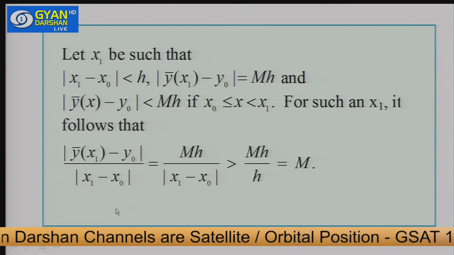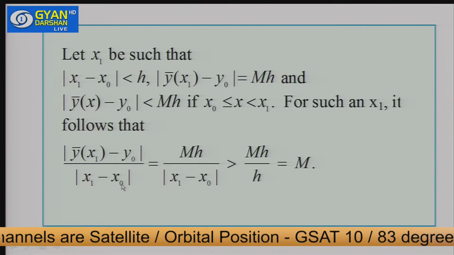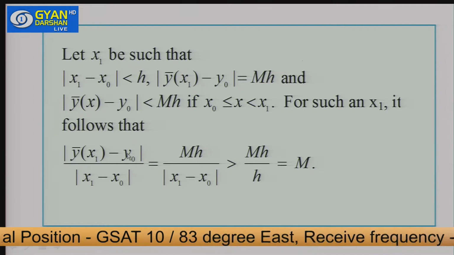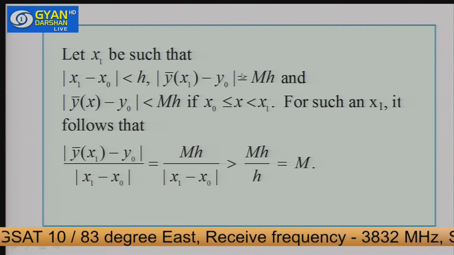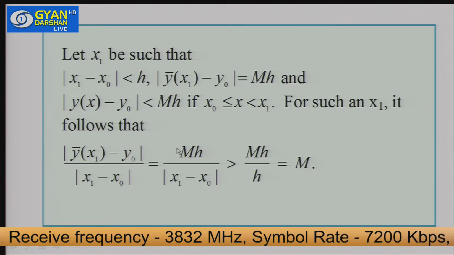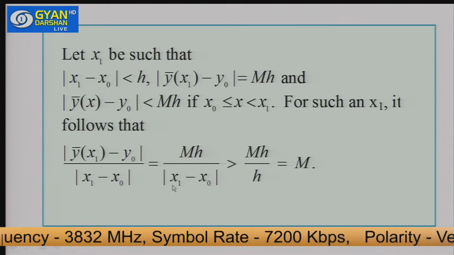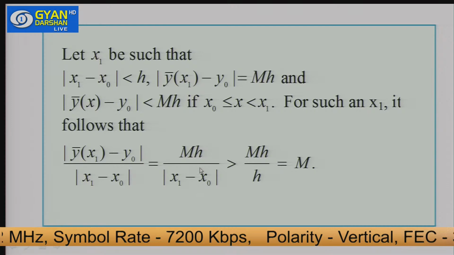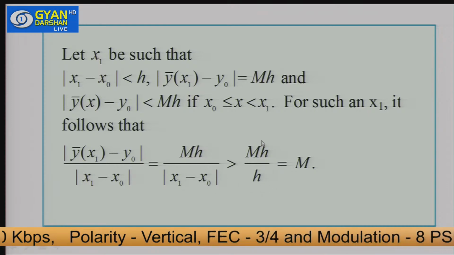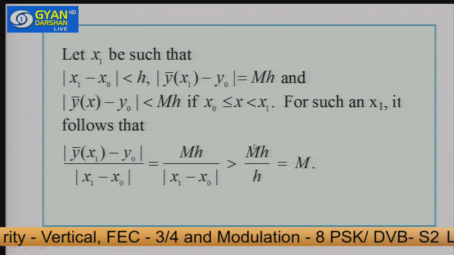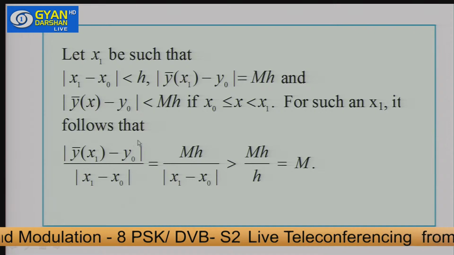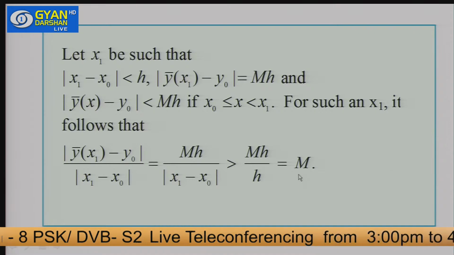So from this we can just divide both sides. This is equal to m. So y bar of x1 minus y0, they have just divided both sides by x1 minus x0. Now this is obvious: this is less than h, so in the denominator h is bigger, so the whole thing will be less. So this is less than mh by h. So we are showing this ratio is greater than m.